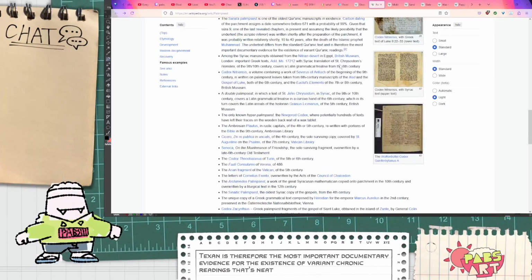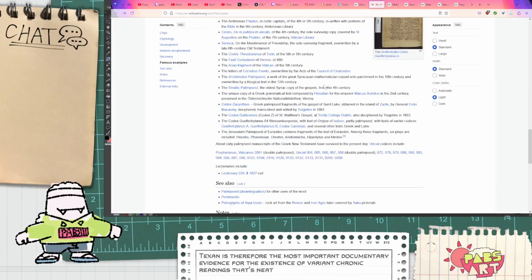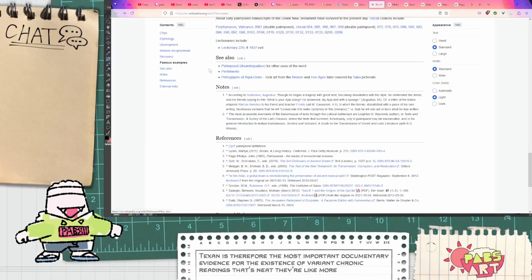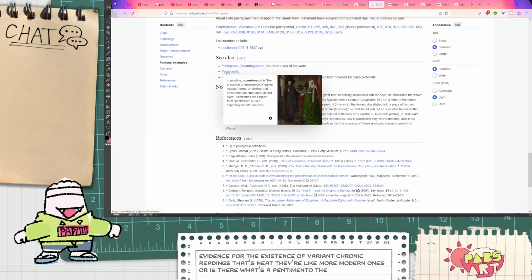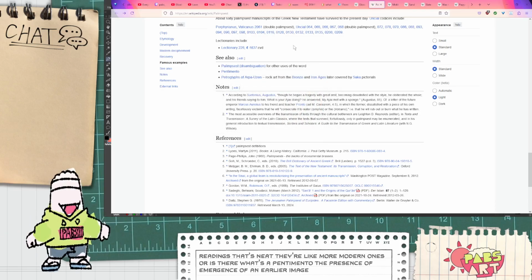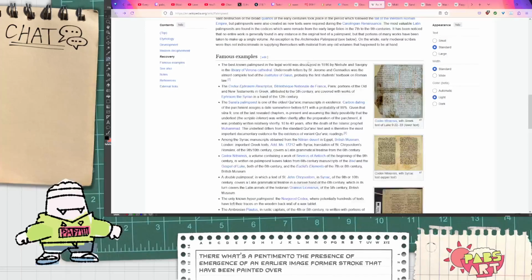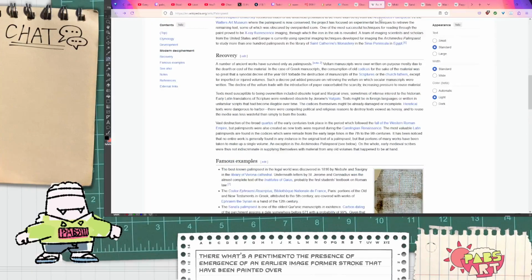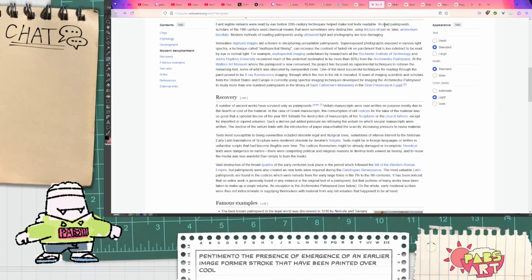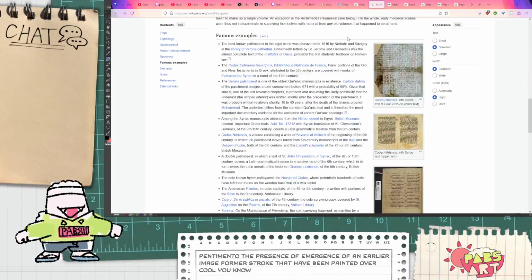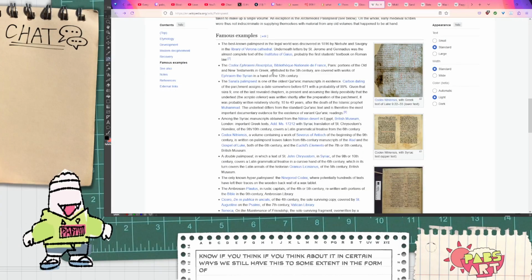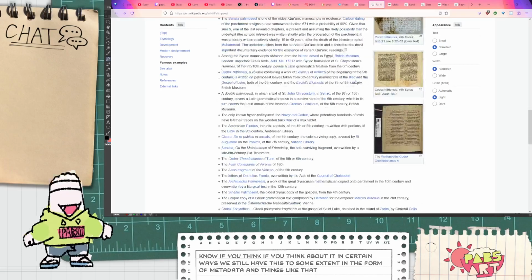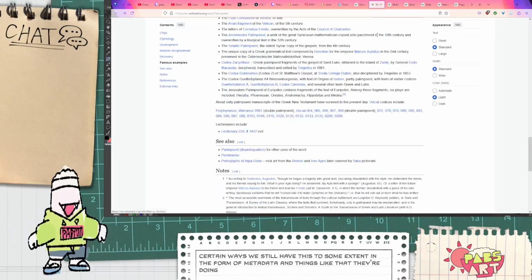Is there like more modern ones, or is there... What's a pentimento? The presence or emergence of an earlier image, form, or stroke that has been painted over. Huh. Cool. You know, if you think about it, in certain ways, we still have this to some extent in the form of metadata and things like that. The palimpsests do still exist.